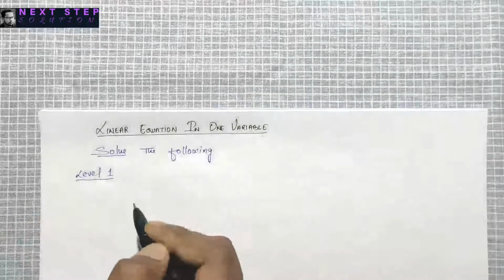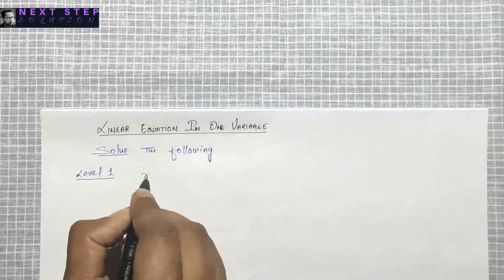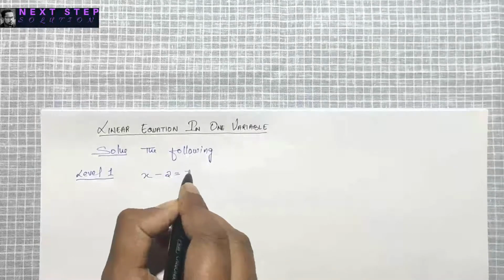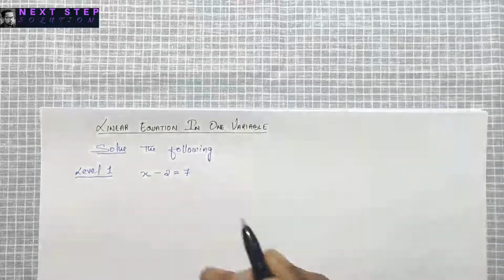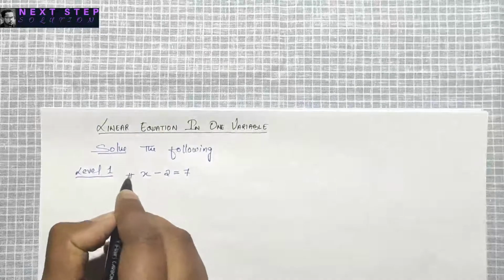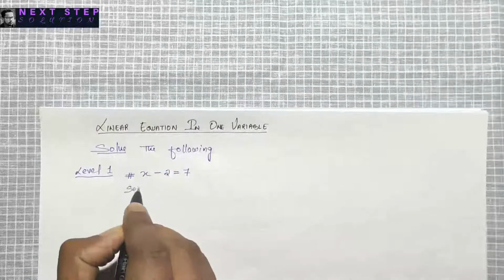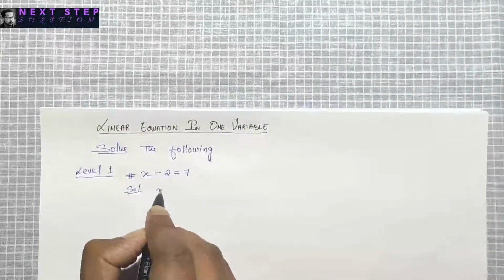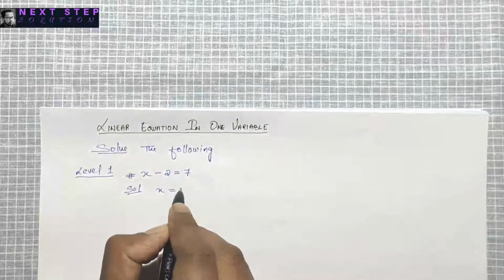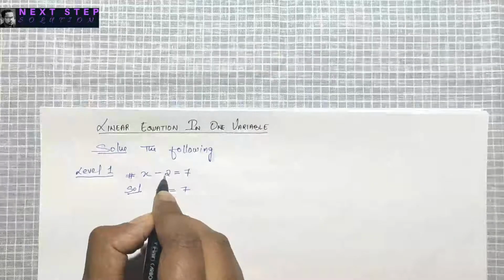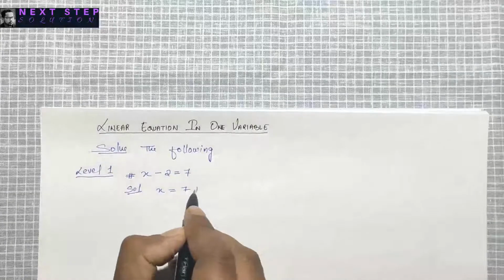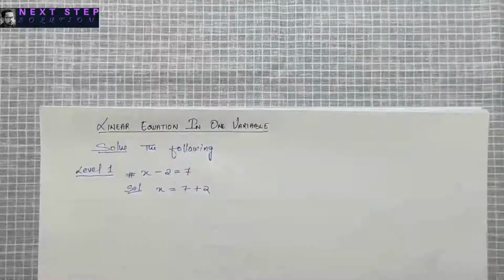Here you will get simple questions like x minus 2 equals to 7. This is the simplest form. Here you need to find out what is x. X can be calculated here by keeping this x here, equals to 7 on the other side, and this minus 2 comes here as plus 2.